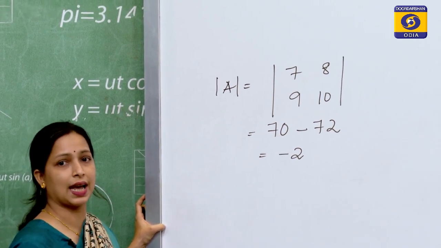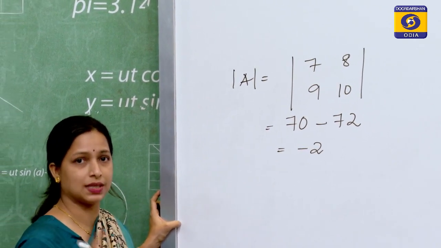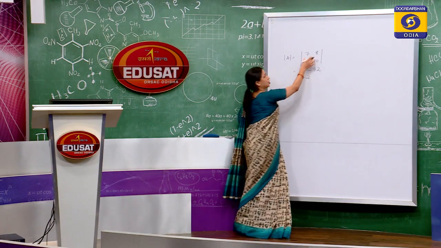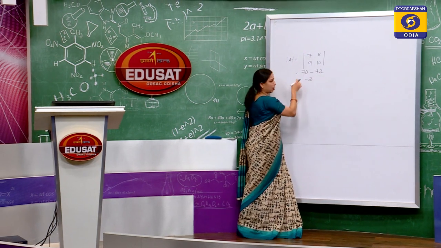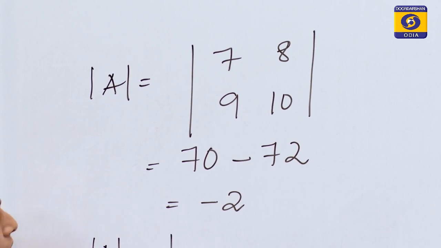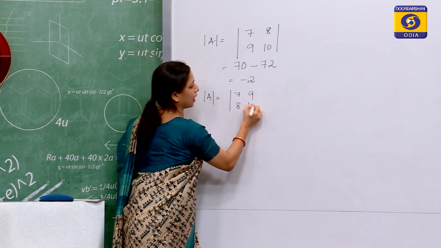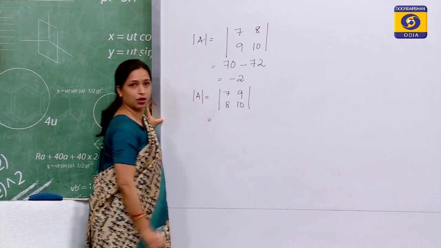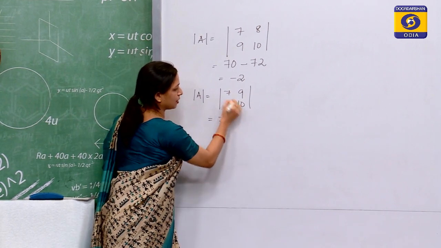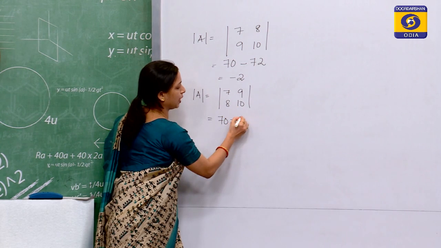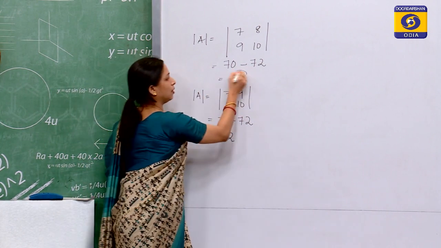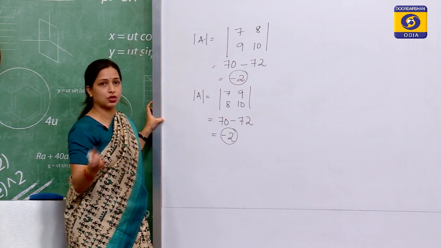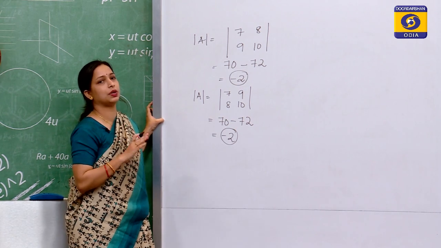Now, the property says that the value will remain unchanged, that means the same value will be there even if we interchange the rows into columns or the columns into rows. So, let me change the rows into columns. So, let us say if I put 7, 8 in the column, again 9, 10 here. Now let us find out the determinant value. 7 into 10 is 70, minus 9 into 8, 72. So, see the same value. So, that means if we interchange the rows into columns or the columns into rows, the value will remain unchanged, right.